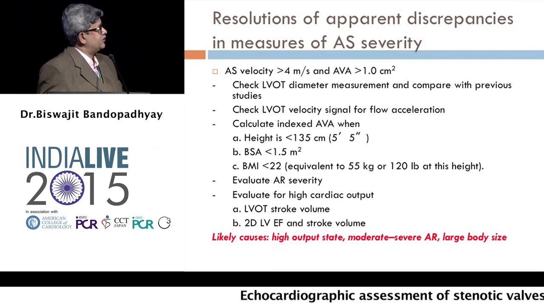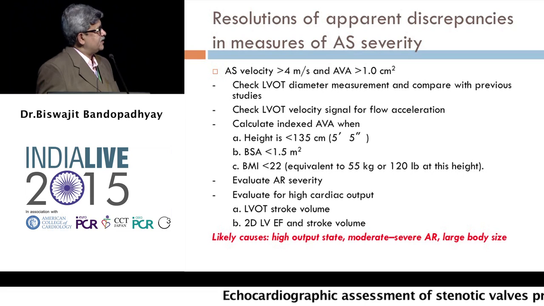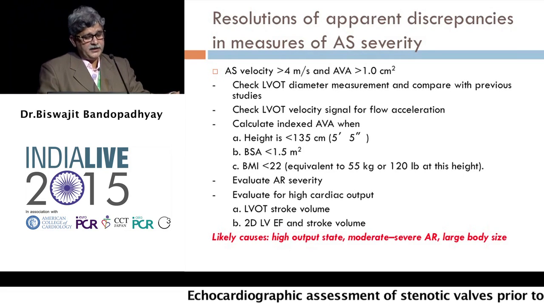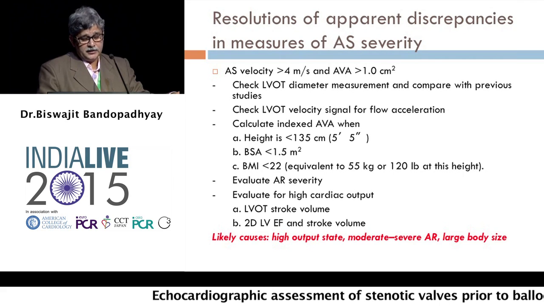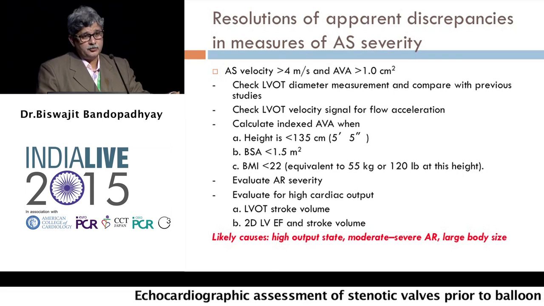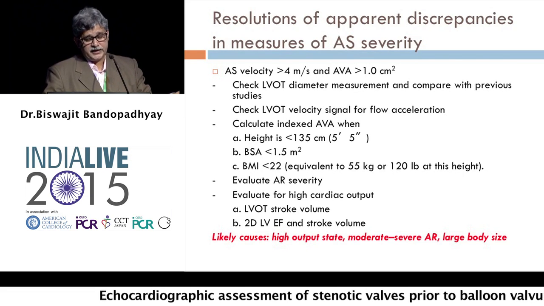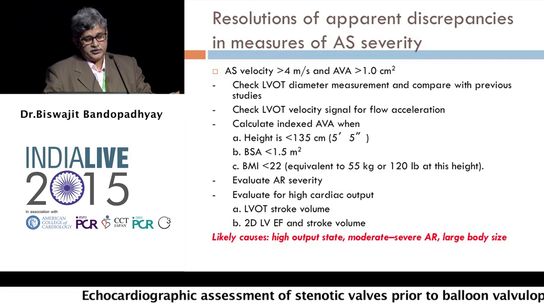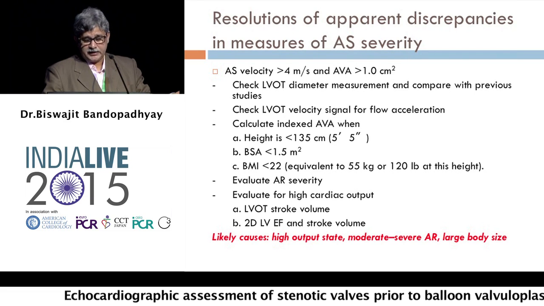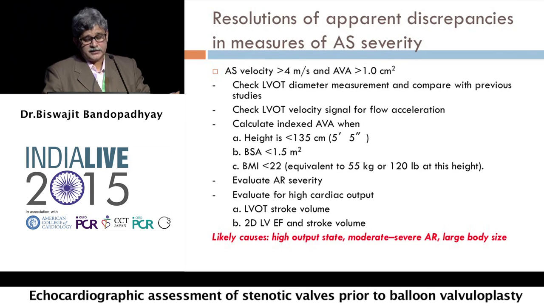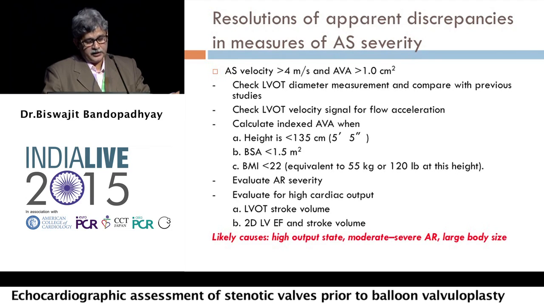There are a few resolutions for apparent discrepancies in measurements of aortic stenosis severity. When the aortic stenosis velocity is more than 4 meters per second, but the valve area is also more than 1 square centimeter, then you have to check, because something somewhere is wrong. So check the LVOT gradient measurement and compare it with previous studies. Check the LVOT velocity signal for flow acceleration.